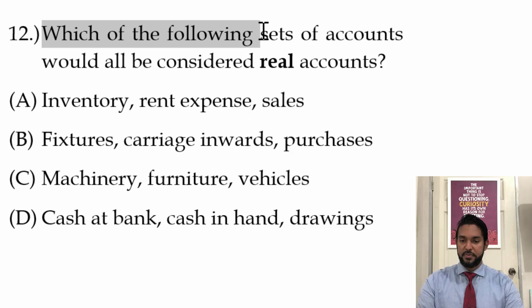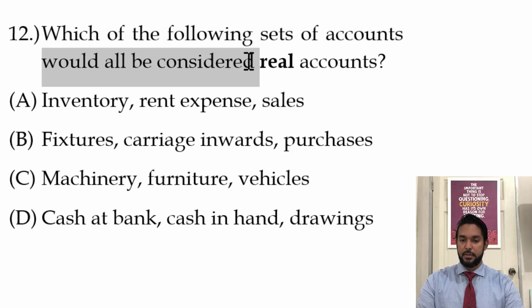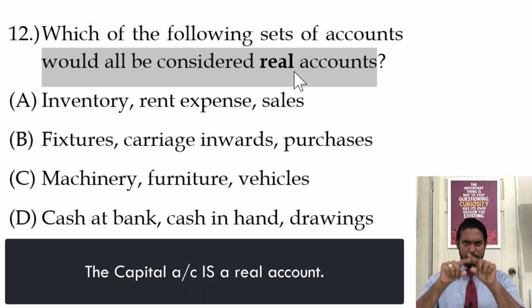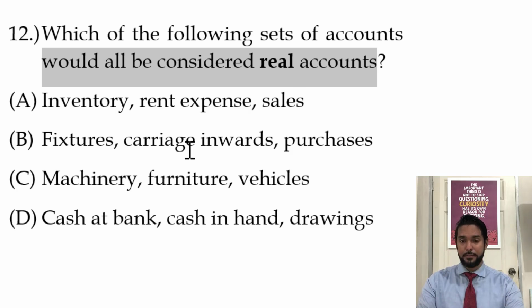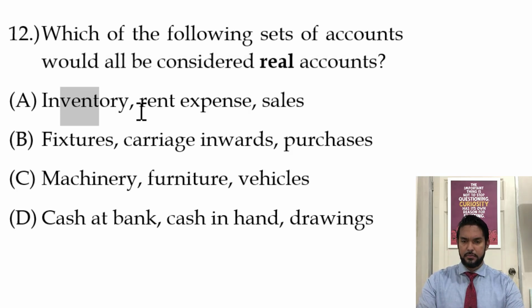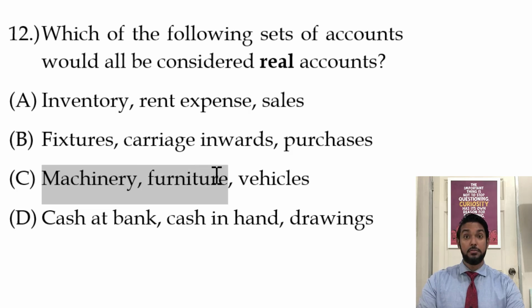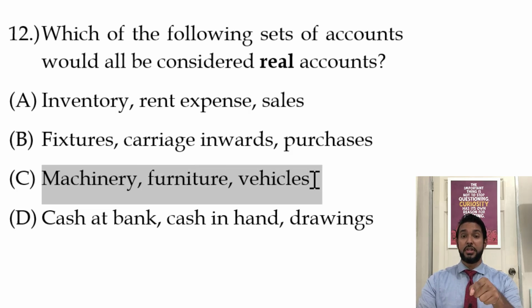Next it reads, which of the following sets of accounts would all be considered real accounts? So real accounts: property of any kind, assets, liabilities, and I have to double check if it's capital. I believe capital should be lumped in there. Mainly assets you're looking for, property of any kind. So inventory as an asset, rent expense as an expense, sales as a revenue, so that one is out. Let's go again. Fixtures, yeah, as an asset, carriage in, no. Purchases, expense, so no. Option C, machinery, yeah, furniture, asset again, vehicles, all three.